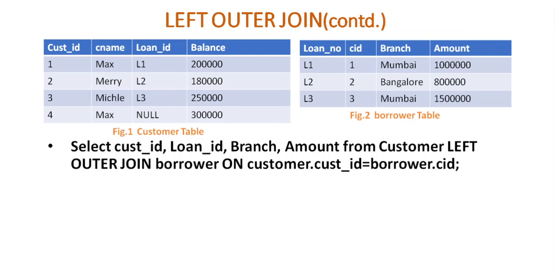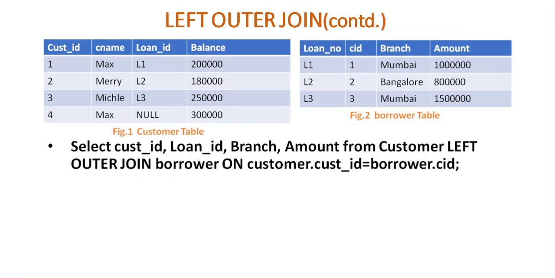In inner join also we were displaying customer ID, loan ID, branch and amount, but in that query we have written the inner join keyword. Here we are executing the same query, but instead of inner join we are using the left outer join keyword. So the output will be different. Queries are the same but the output will be different because the join keywords are different.